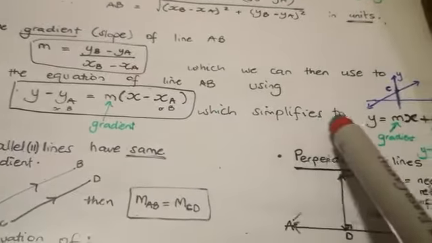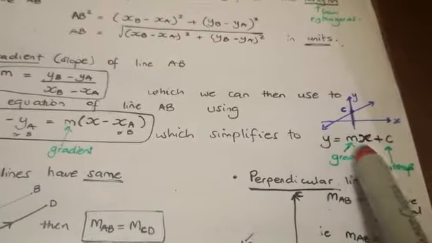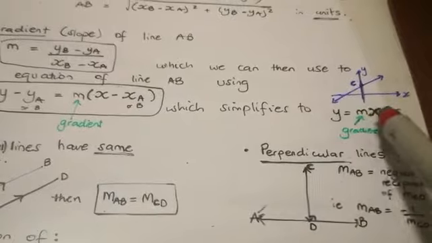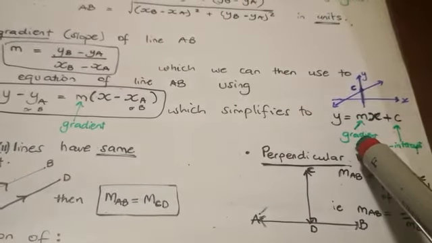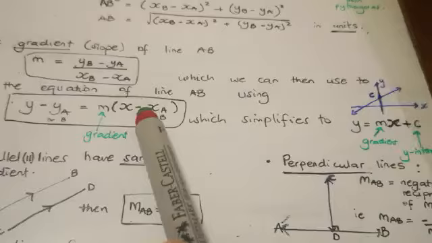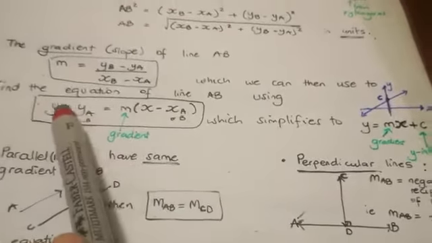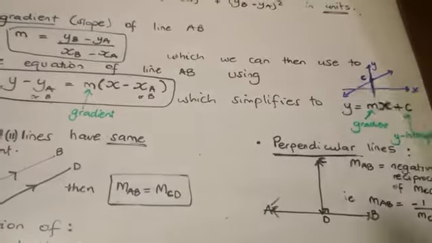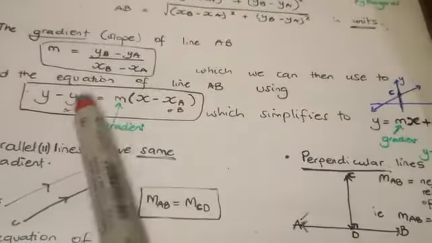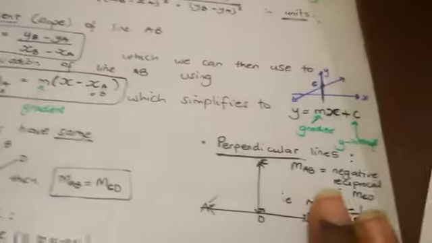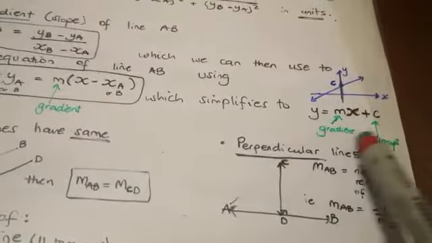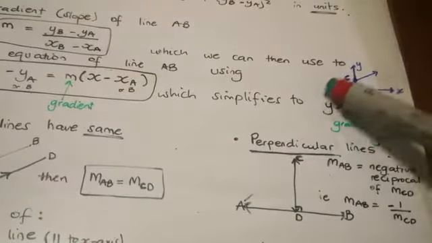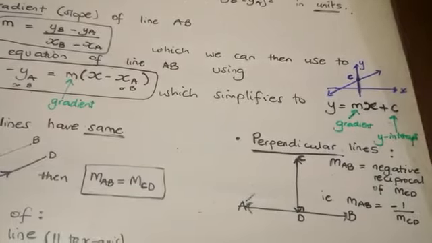This simplifies to the equation y = mx + c. So you start there and then you simplify it to that. y = mx + c, where m is still the gradient, the x is this one, the y is that one, and c is the y-intercept, which comes from simplifying this one and that one. So this is an equation, usually for the straight slanting line, the one that has a slope.